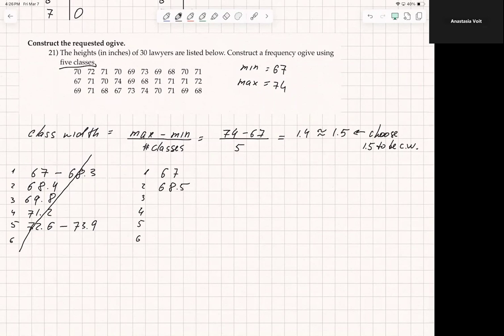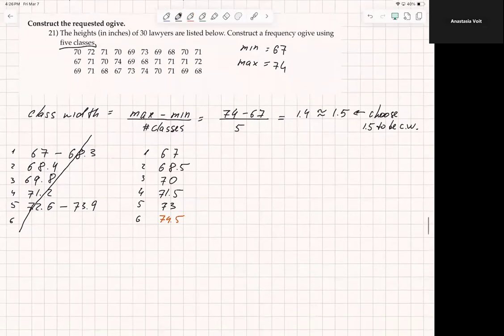Now 68.5 plus 1.5, that's 70.0. 70 plus 1.5 is 71.5. Now plus another 1.5, that's going to be 73. And then the next one, as a placeholder, we would have 74.5, right? 73 plus 1.5 is 74.5.